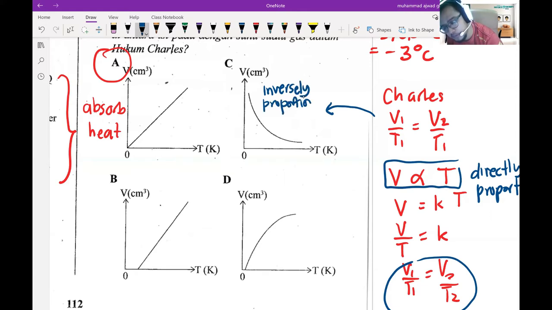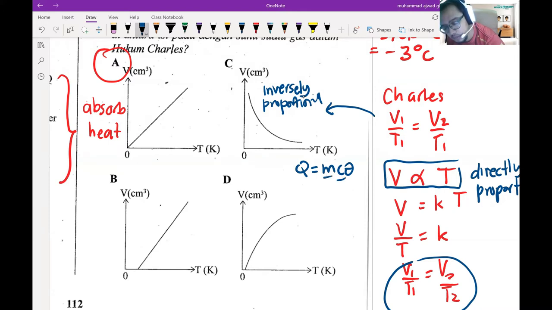Okay, kenapa dia confuse dengan C? Sebab dia tengok formula VT, VT. Atas bawah, dia kata ni atas bawah. Right. So, careful. Yang ini formula dia adalah ratio. Okay, ratio. Dia bukan macam sebelum ni Q equals to MC theta. Contoh cikgu nak tanya apa relationship mass dengan C.